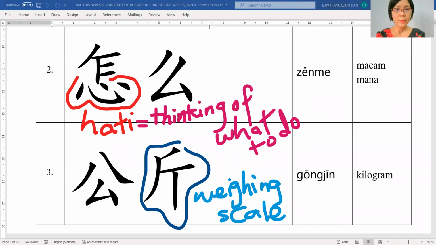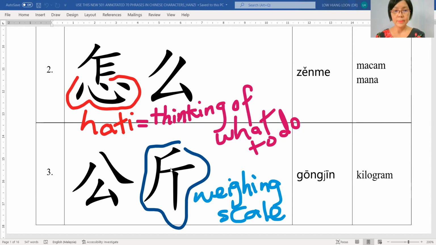This is number 2, cema, which is macam mana. The best one is bagaimana. For the first character, it represents heart, which is we think with our heart. We think about what to do. So cerma is bagaimana. Okay. 好的. Let us go for next number.